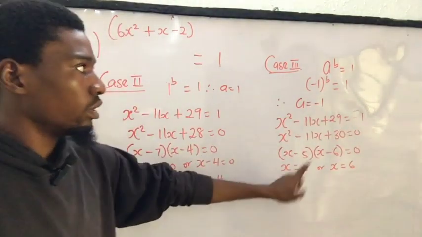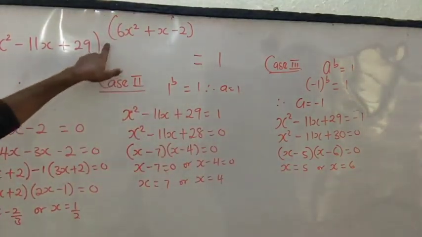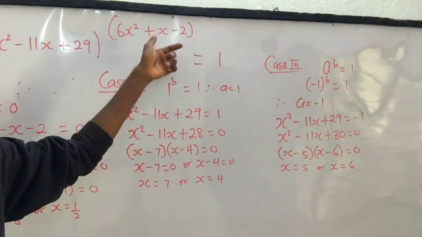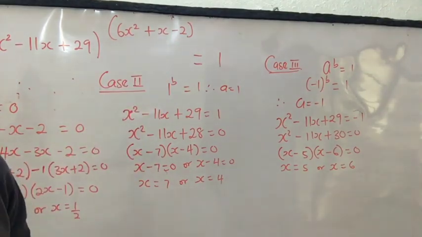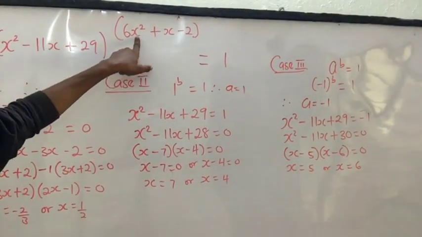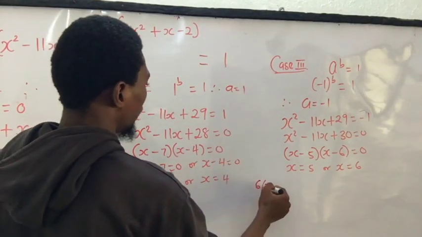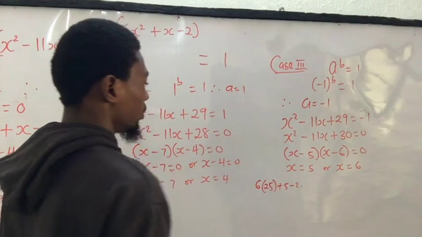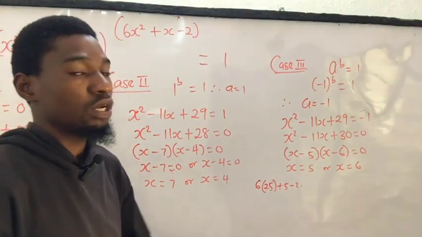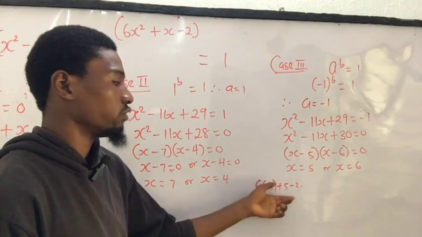Okay, so these are the values of x for this to be minus 1. But remember, don't forget b must be even. So we need to test for these values here. We need to substitute the values that we just obtained in b to check which of them will give us an even number. Okay, so let's start with the first one. Don't forget you have x to be 5. So when you substitute 5 here, we have 6 times 5 squared, that's 25, plus 5 minus 2. So 6 times 25, that will give us 150. 150 plus 5 minus 2, that's 3. 150 plus 3, that is 153.